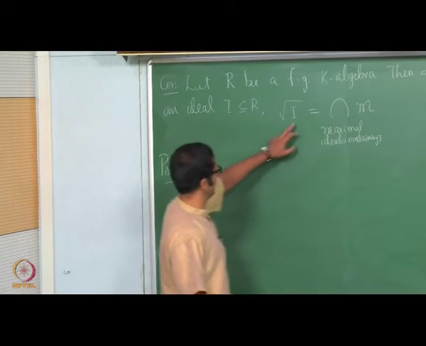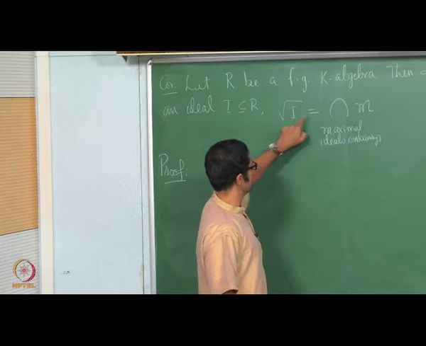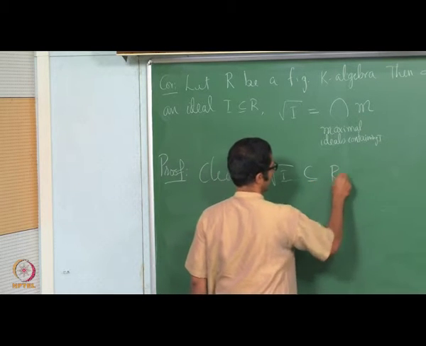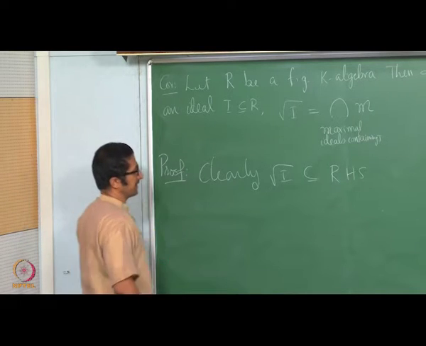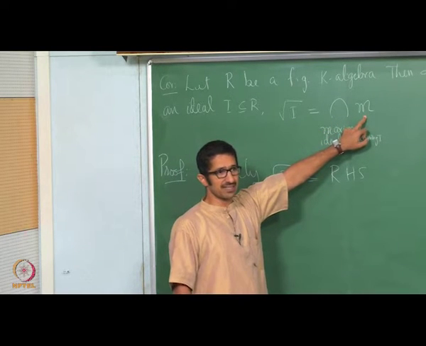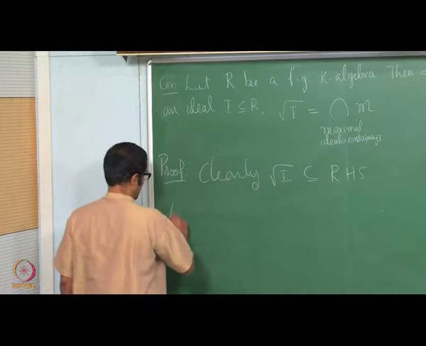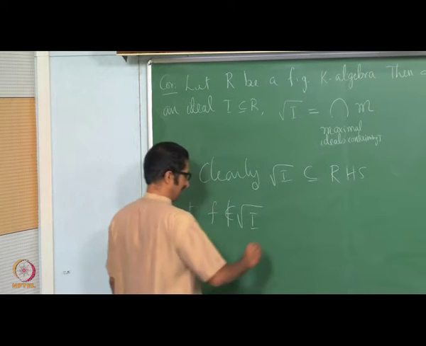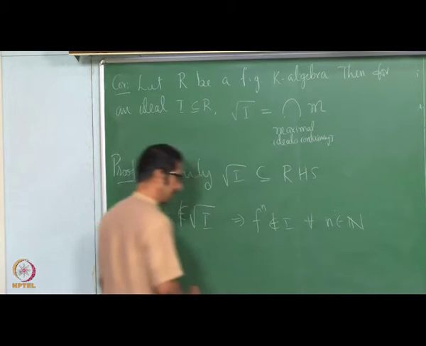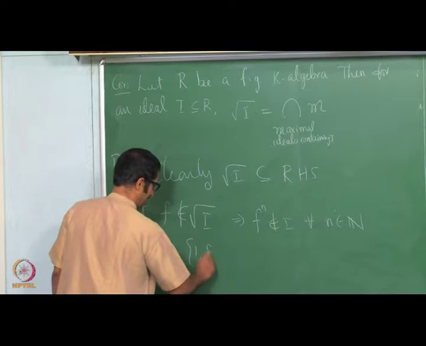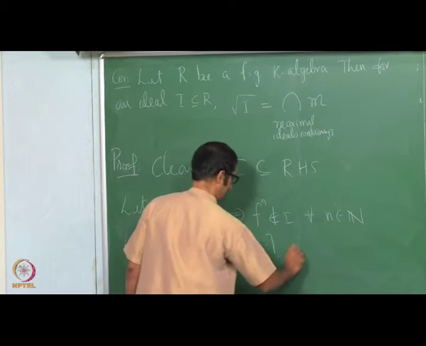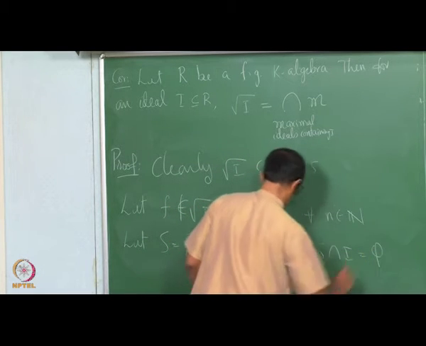Okay. So, in this, one inclusion is clear, right? This is contained here. Clearly, radical of I is contained in the right hand side. Now, what we need to show is that if there is an element which is not here, I want to say that there exists a maximal ideal that misses that element. Okay. So, let f be not in radical of I. That means f power n does not belong to I for all n. Or in other words, if I look at this set S of f power n, n from 0, 1, 2 and so on, then S intersection I is empty.